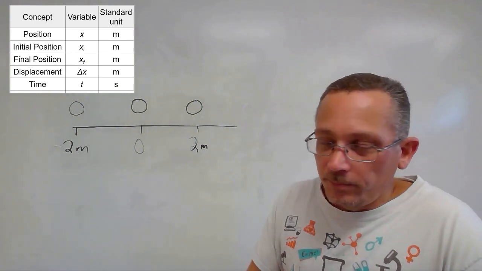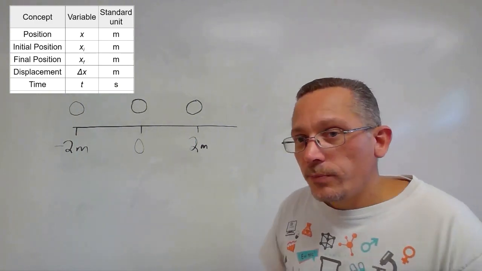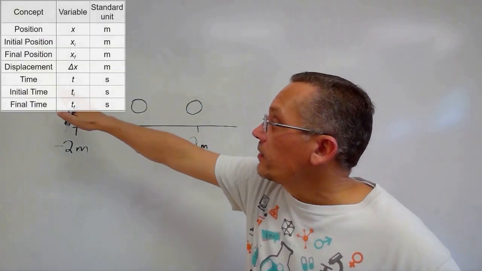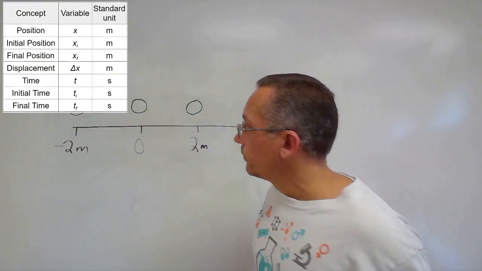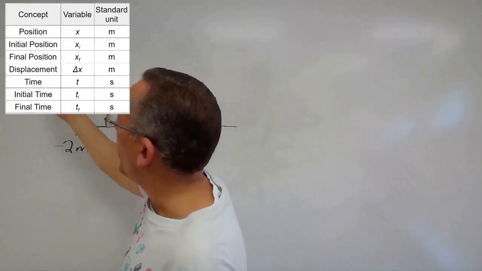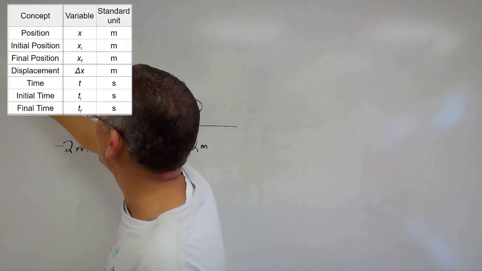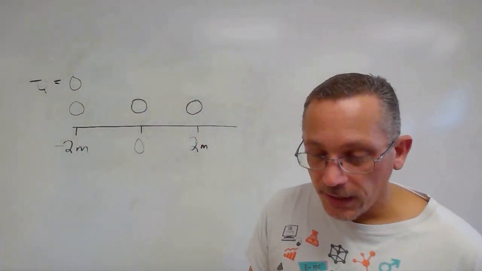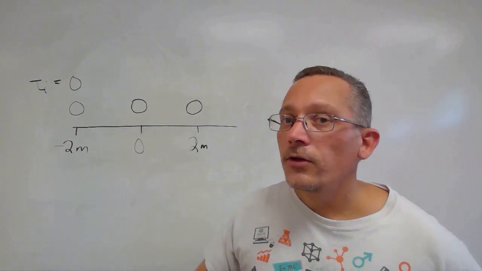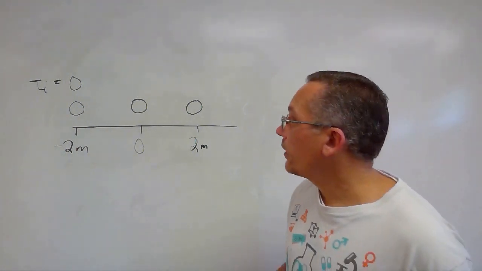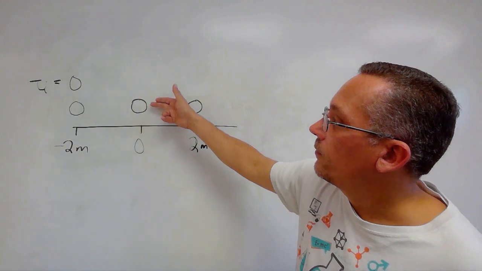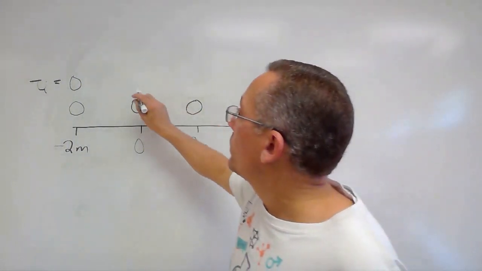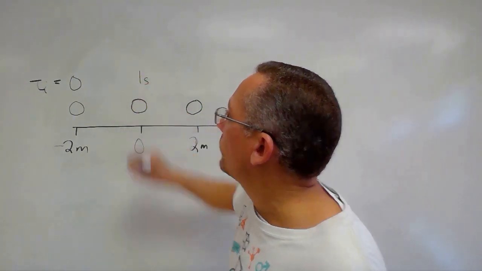When we talk about time, we're going to use a lowercase t as the variable, lowercase t for time. Just like with position, there is an initial time and a final time. If I started observing my ball here, I would say the initial time is 0. So we can use a t with a little subscript i for the initial time. Later on, maybe when the ball was here, 1 second had passed.